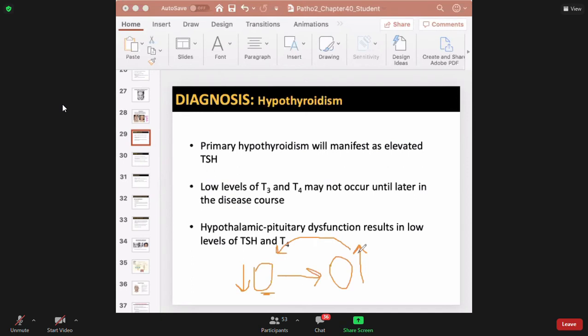Okay, but we're dealing with hypothyroidism here. So in that case, T4 is low. That's going to send a message to my anterior pituitary, which is working just fine, saying increase.